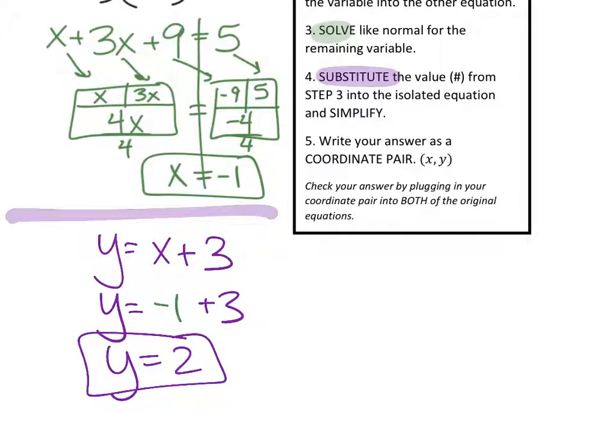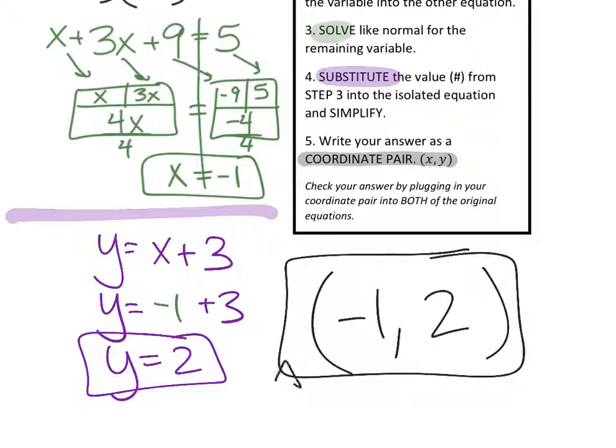Now that I have both an x and y value, all I need to do is write my answer as a coordinate pair, an x comma y. So if I want to do that, what number goes first? Negative 1. What number goes second? 2. There's the coordinate pair that represents the solution for this system.